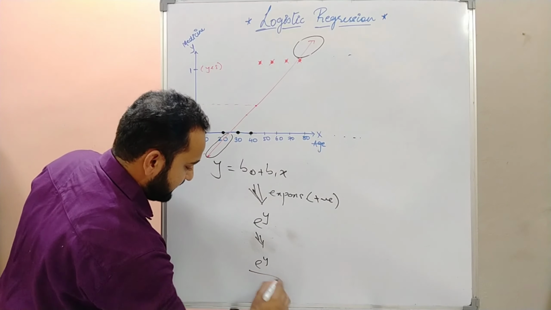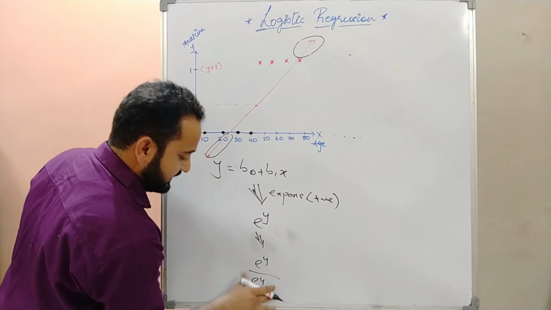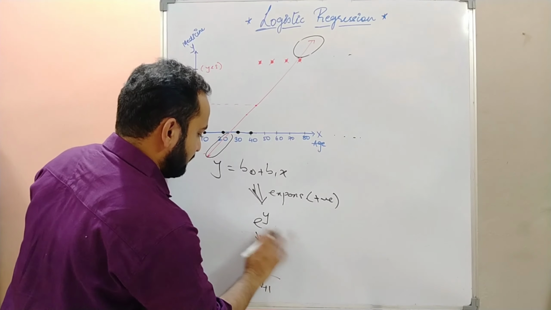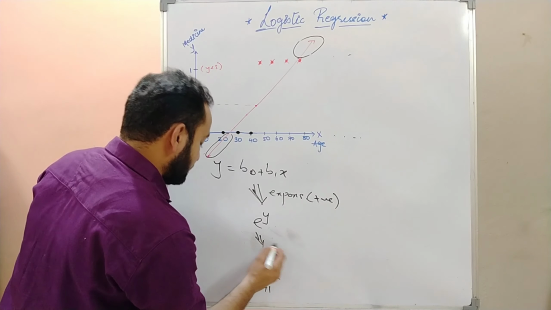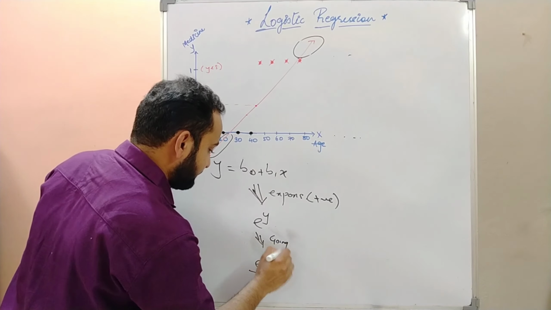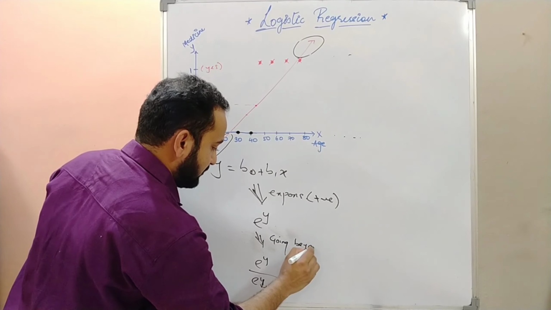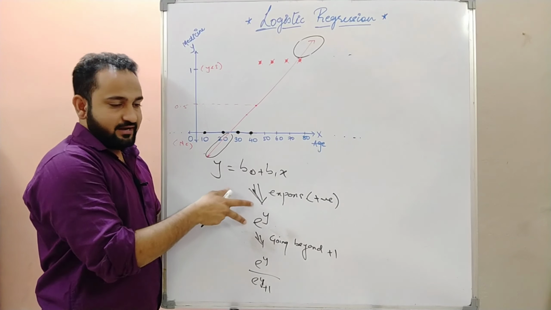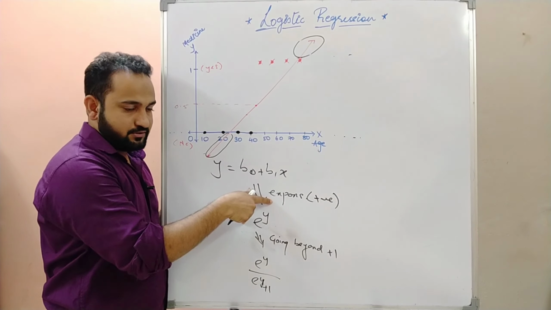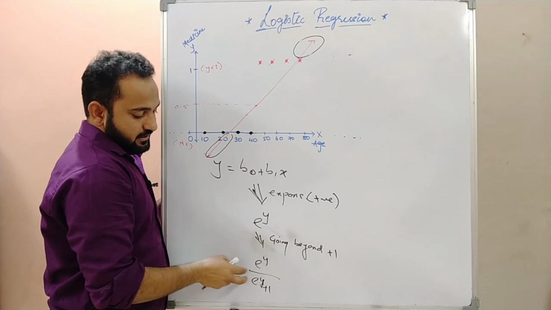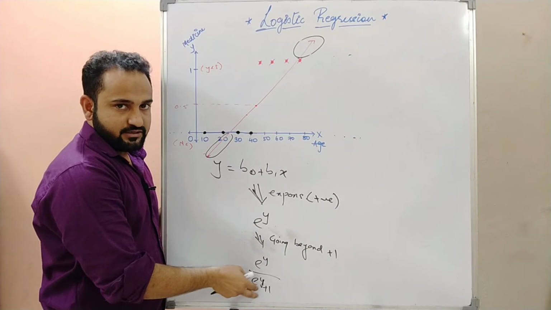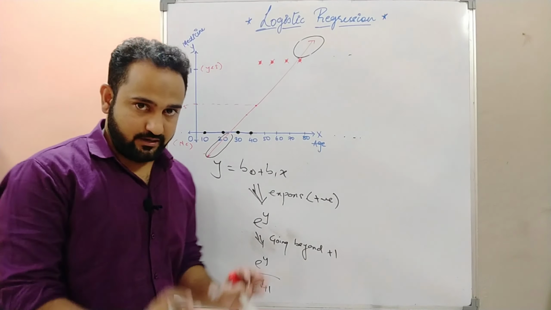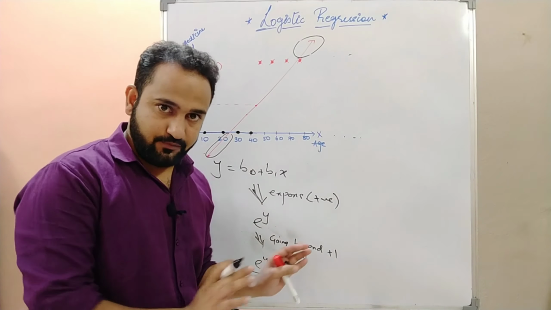E raised to y divided by e raised to y plus 1. Dividing it by a number just greater than e raised to y will give me what? It will make sure that I am not going beyond the value plus 1. So e raised to y made sure that it has to be positive value, and e raised to y divided by e raised to y plus 1 will make sure that it won't go beyond the plus 1 value. I hope you got this right. Okay, moving on.